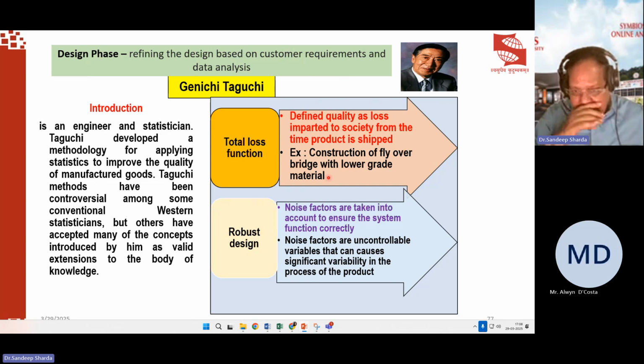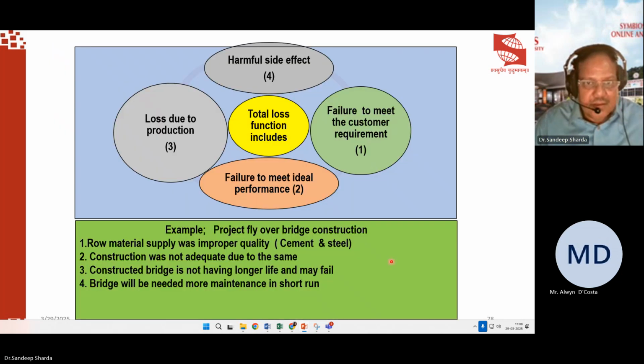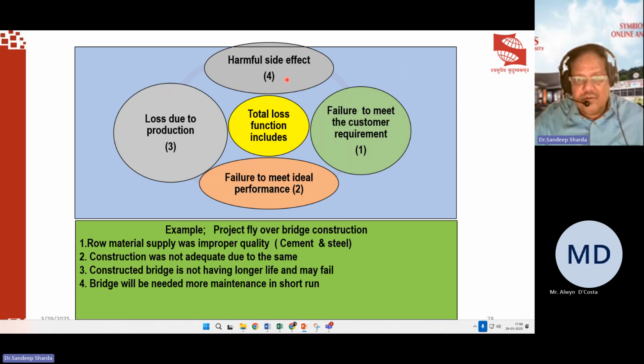Then another will be the robust design, where the noise factors are taken into account to ensure the system functions correctly. Noise factors are uncontrollable variables that can cause significant variability in the process of the product. So there are four examples we can consider: harmful side effect, failure to meet the customer requirements, failure to meet the ideal performance, and loss due to the production.